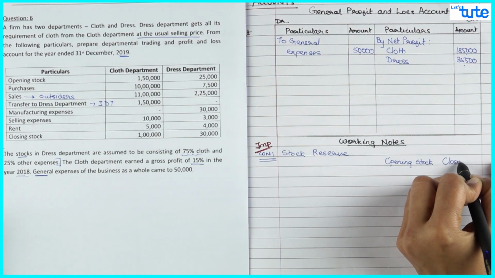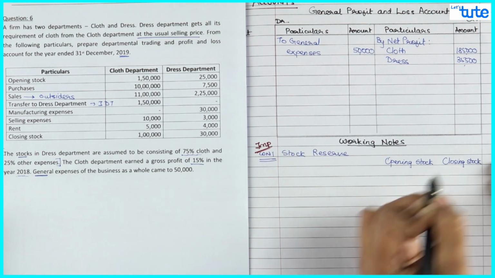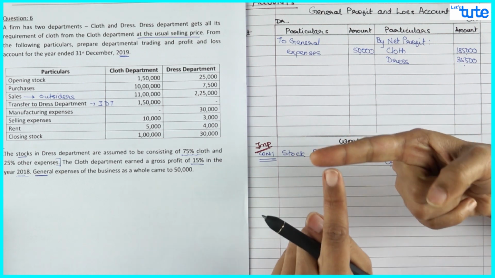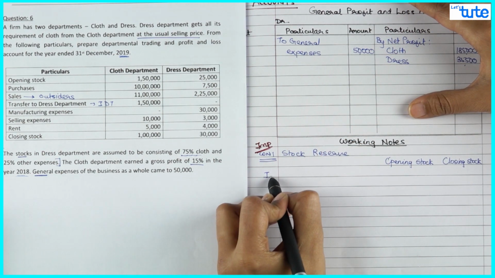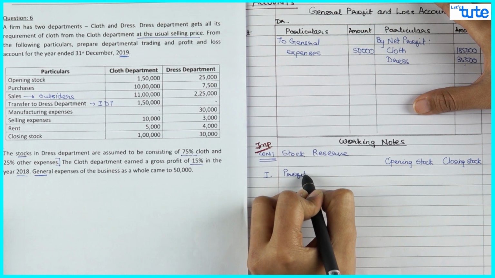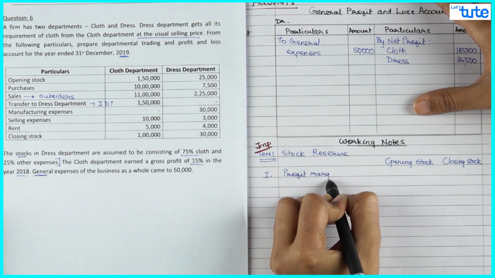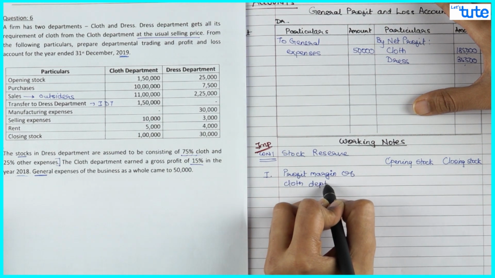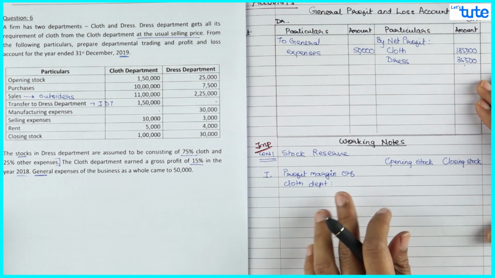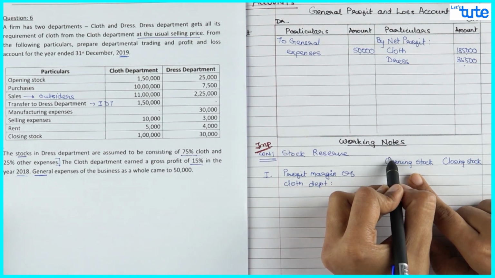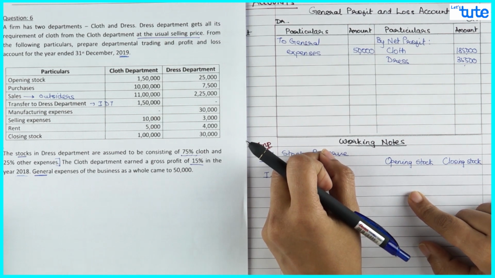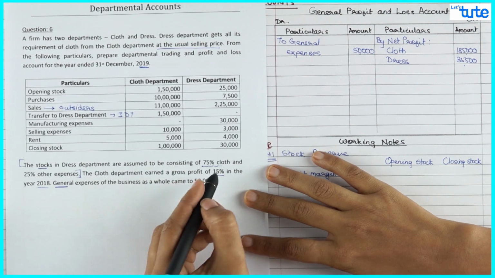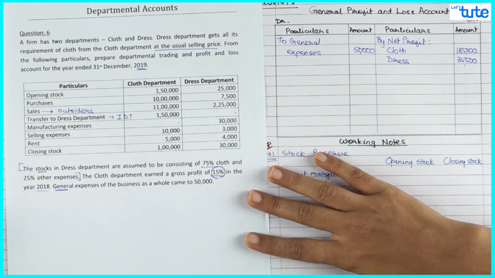another for closing stock. Now as we discussed, we first need two elements, the profit margin of the transferor and the stock of the receiver. So first, profit margin of transferor. Transferor is cloth department. So profit margin of cloth department. Now this opening stock is the closing stock of the last year, and the profit which would have been charged in the last year, that profit ratio is given over here as 15%.